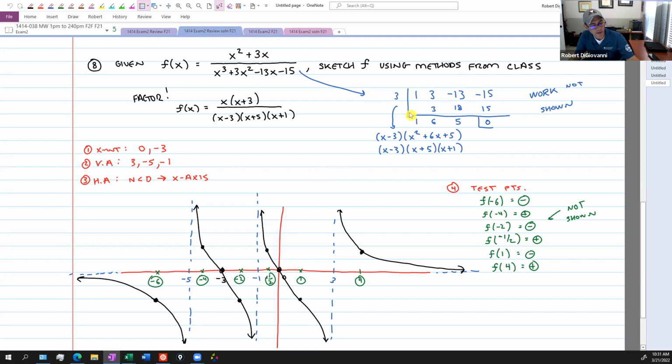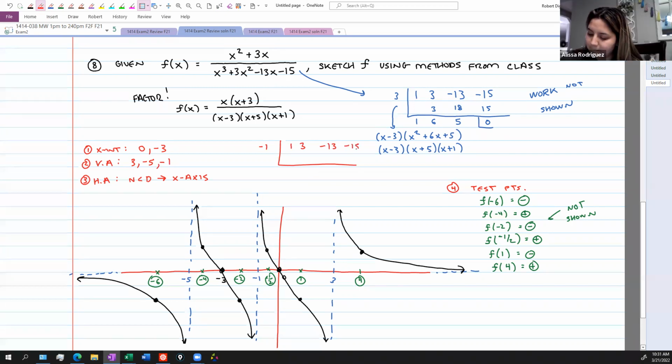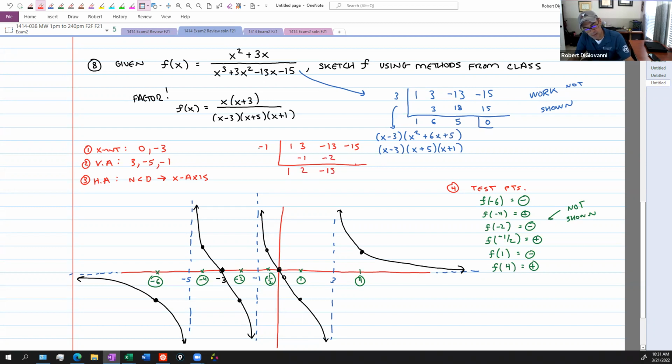Okay, so let's do that. If you had done -1, 1, 3, -13, -15, you get 1, -1, that's 2, -2, that's -15. Then you get +15, then 0. Okay, then that should break down to be x plus 1. And then this should be x squared plus 2x minus 15. And then when you factored that, did you do +3?